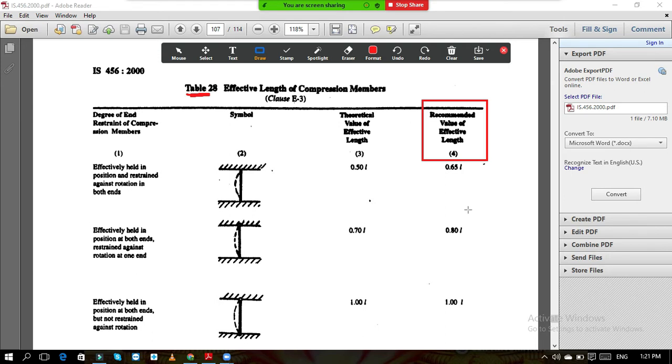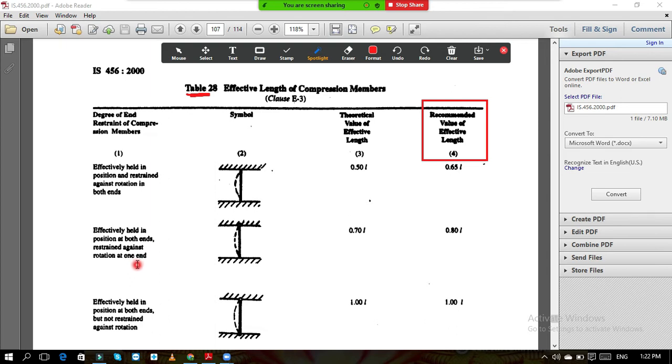Now first thing is that we will see where our condition is. Our condition is effectively held in position at both ends, but not restrained against the rotation. If I read the first condition, effectively held in position and restrained against the rotation in both ends, but in our condition, not restrained is given, so this first condition is not there. Second, effectively held in position at both ends, and restrained against the rotation at one end.